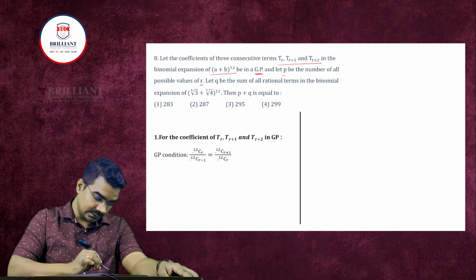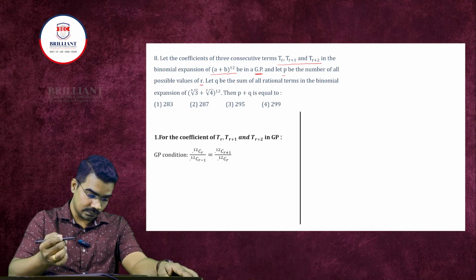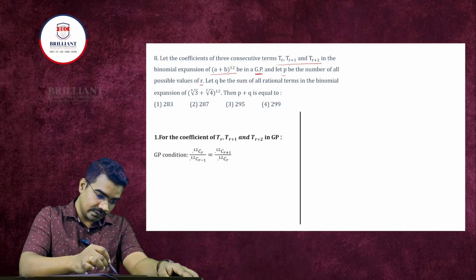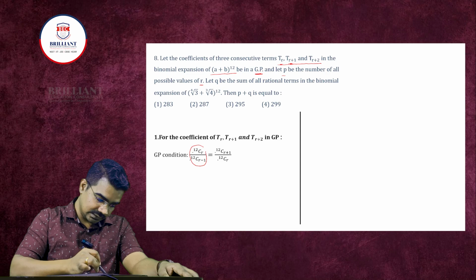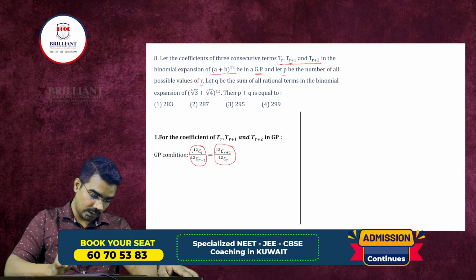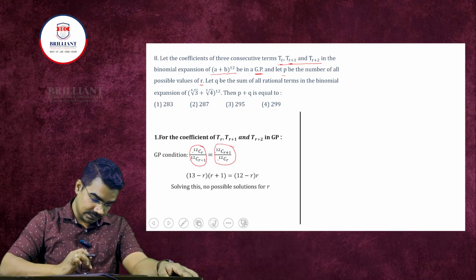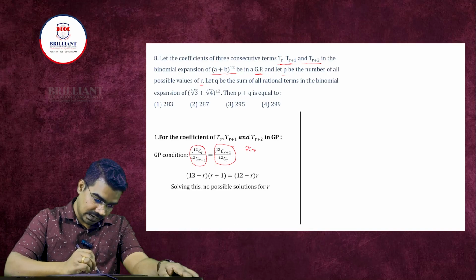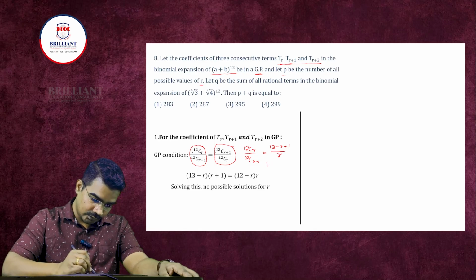So that means the ratio of these consecutive terms should be equal. So the ratio of the second term to the first term, that is written here, and the ratio of the third term to the second term, that is this, should be equal. So by the principle, you know that 12CR by 12C(R-1) will be equal to (12 minus R plus 1) by R. Similarly, 12C(R+1) by 12CR will be equal to (12 minus R) by (R plus 1).